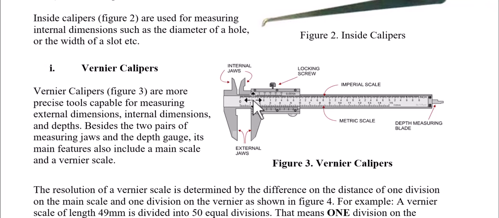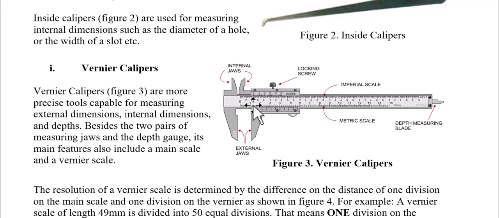This vernier caliper consists of several parts. We have the internal jaws that are used for measuring the internal diameter of a workpiece. We have external jaws that are used to measure the external diameter of the workpiece. We have a locking screw that is used to lock the moving jaw after measuring so that it cannot affect the dimension, so that when you are reading it cannot move from where you have set it to another unnecessary point.